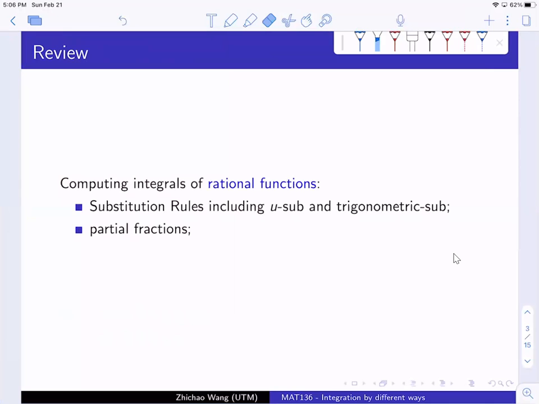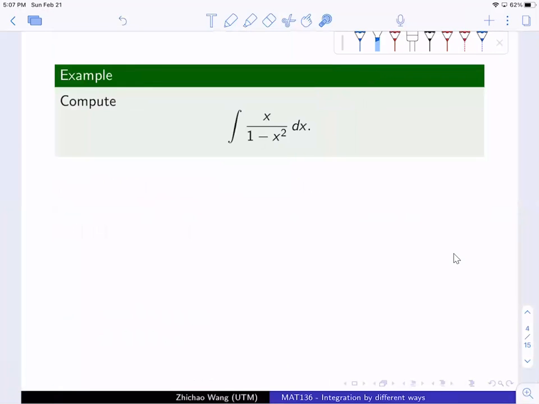We have learned many ways to compute integrals. Particularly for rational functions, we can use the substitution rule, including the normal one and the trigonometric substitution rule. And we can also use the partial fraction to compute the integral. Here is an example. We want to compute the integral of x over 1 minus x squared.